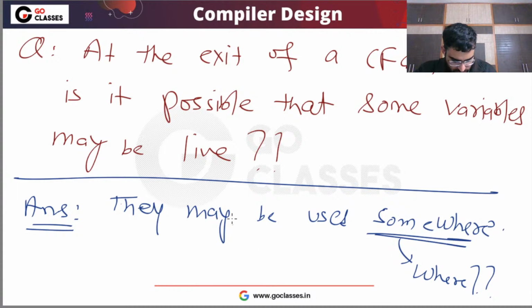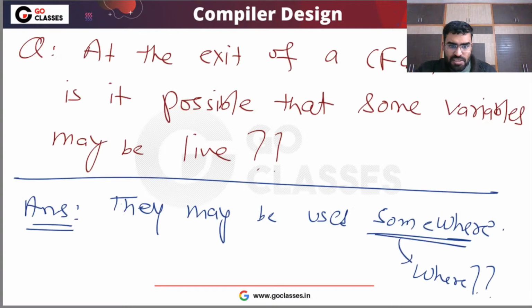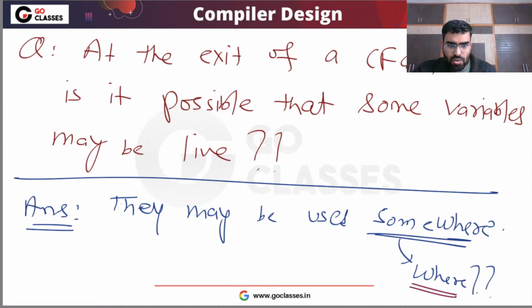Yes, very good, Sudeep. Excellent. Maybe they are used in some other function. This is what I told you: for every function we have a control flow graph. So they may be used in some other function. Correct or not?